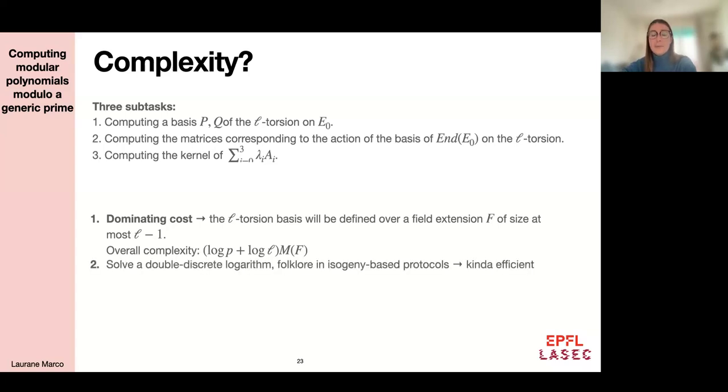And for the second step, it's going to be about solving what I call a double discrete logarithm. I know this isn't how you should call it, but I don't know what the correct word for it is. You do it quite a lot in isogeny-based protocols, and it's sort of efficient in practice, especially compared to the first step. And then the third part is just matrix operations for some two-dimensional matrices, so it's going to be very efficient.